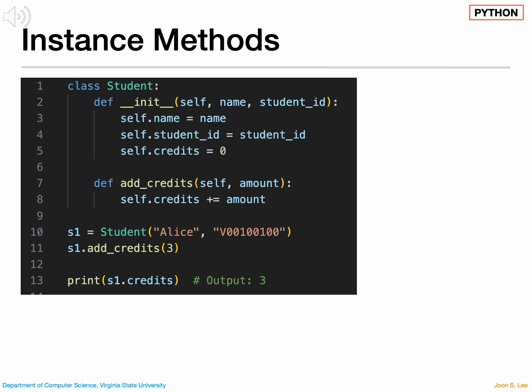On line 10, we create a student object named S1. On line 11, we call S1.add_credits(3). When this method runs, only S1.credits is updated. Finally, when we print S1.credits, we see the updated value, 3.